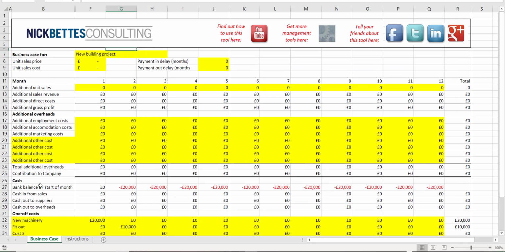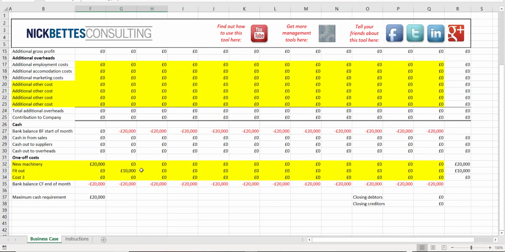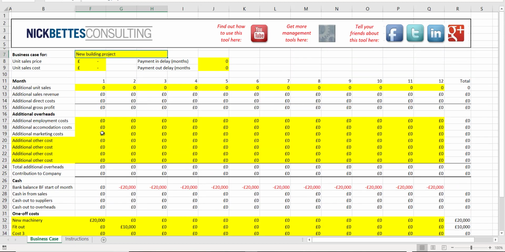And so you can see up here we've got months across the top, 1, 2, all the way across to month 12. So this gives you a business case, a business justification, over a 12-month period. So where we are right now is we've got a new building project. We've figured out we've got some direct costs, some one-off costs, and nothing much else.